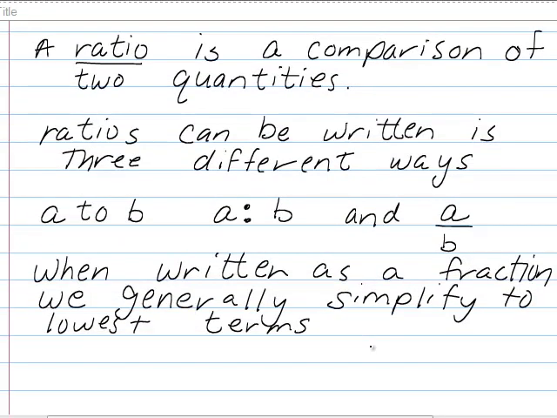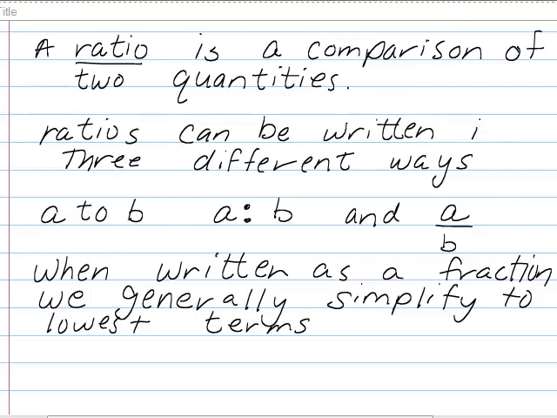So here is our formal definition. A ratio is a comparison of two quantities. Again, quantity is an amount or a number. Ratios can be written in three different ways. We can write A to B, or A:B, and we can write it as A/B.